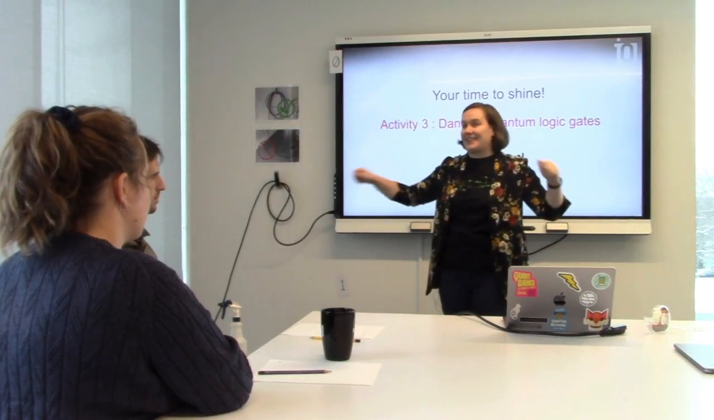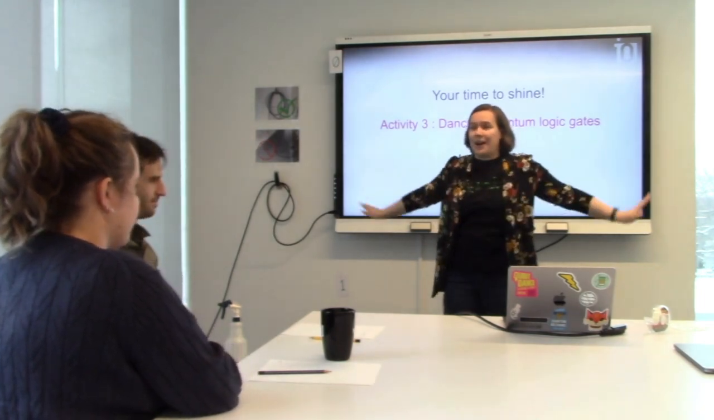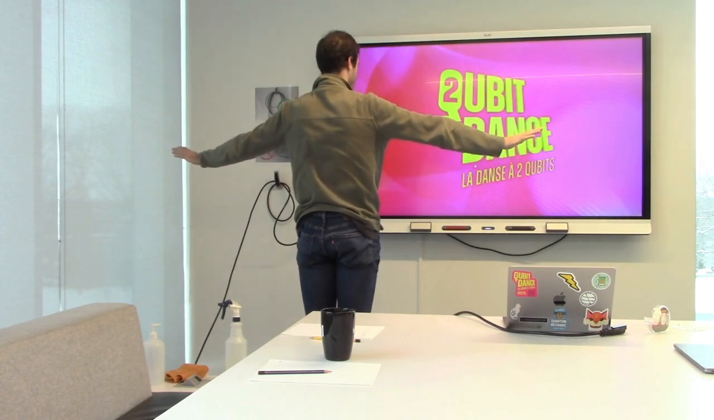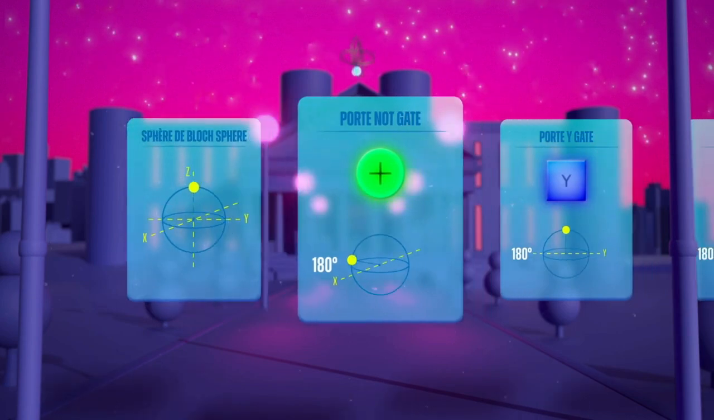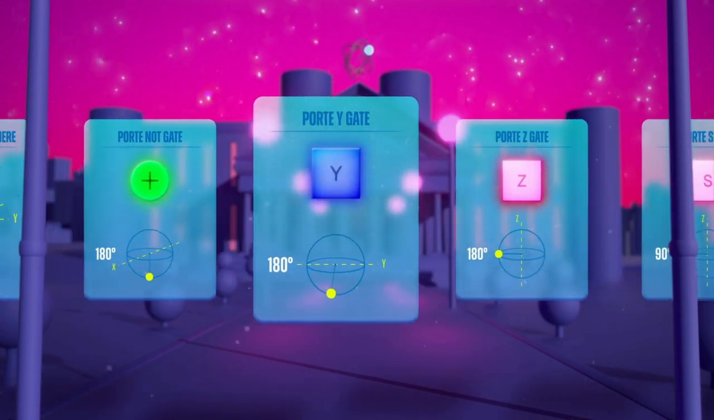Before starting the video, make the students spread across the room so that they have room to move their extended arms without touching anyone else. In the tutorial, you first have a visual representation of the Bloch sphere and the effect of quantum logic gates applied to it.